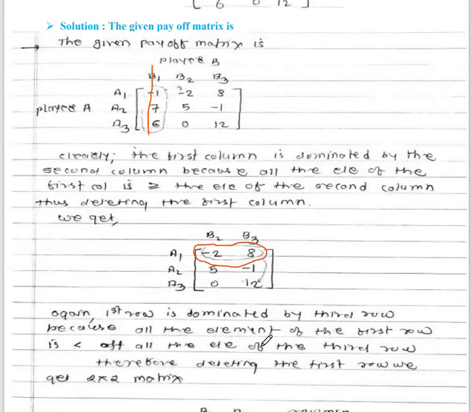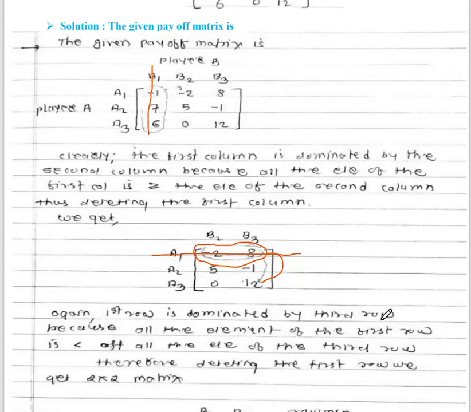So here the first row is dominated by the third row. Sorry, the first row is not dominated by the second row, only by the third row. All the elements of the first row are less than or equal to all the elements of the third row, A1 is less than or equal to A3. That means the first row is dominated by the third row, so we will delete the first row, because the dominated row will be deleted.